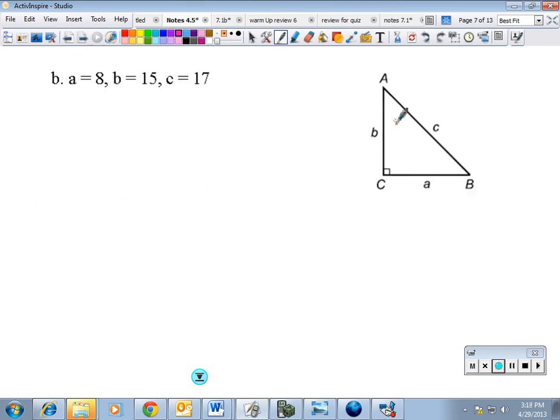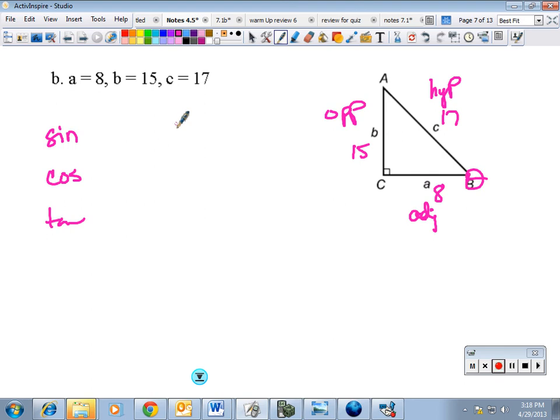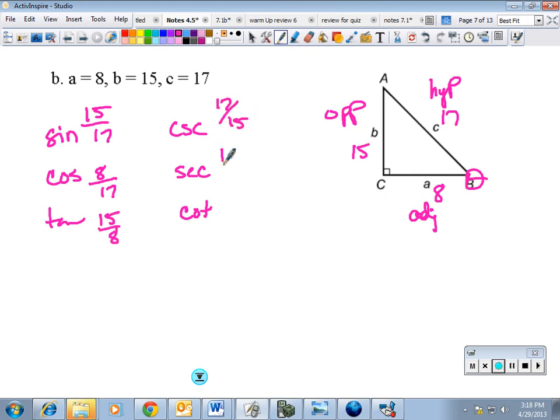Okay, same thing here. A is 8, B is 15, C is 17. I think I'm labeling my triangle again based on angle B, whatever it's asking me to find. So this is my opposite, my adjacent, my hypotenuse. So I want sine, cosine, tan, cosecant, secant, cotan. So sine is going to be opposite over hypotenuse, so 15 over 17, 8 over 17. Tan's opposite over adjacent, 15 over 8. Cosecant is 17 over 15, 17 over 8, and 8 over 15.